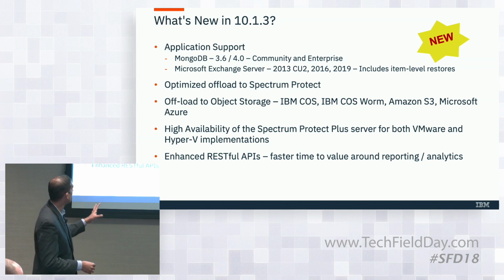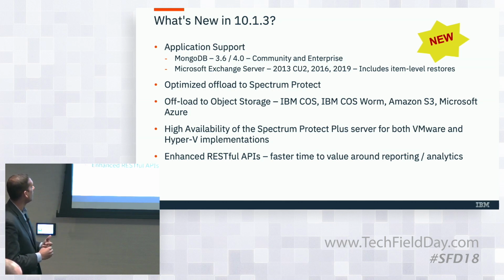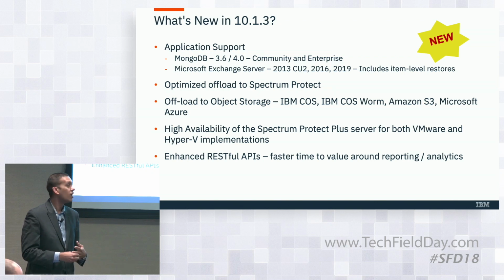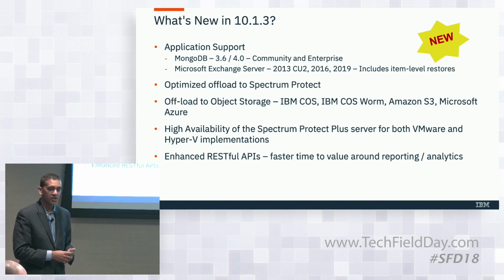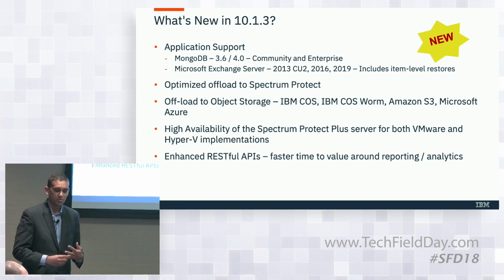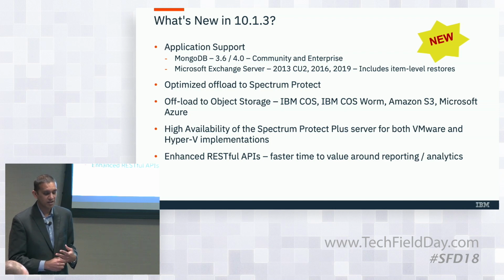Again, digging deeper into what's new in the 10.1.3 itself, we added two new applications, MongoDB. This is both the community edition as well as the enterprise edition. Microsoft Exchange, we still see a lot of customers who have on-premises Exchange server. They're moving to Office 365 as well, but they're still a decent size who are using it on-premises. So we added support for Exchange. It's starting from Exchange 2013 above. It also supports the latest Exchange 2019.